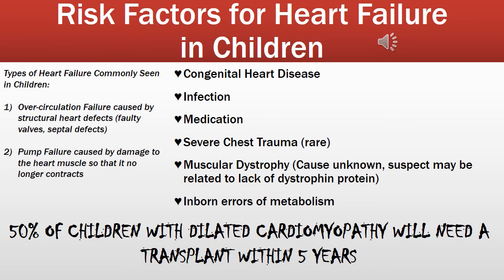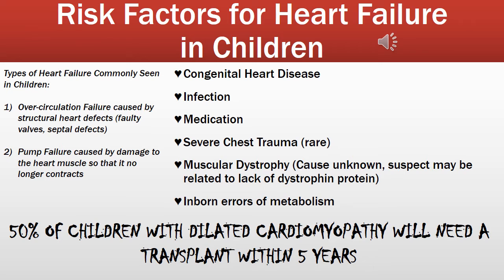Children with muscular dystrophy are at increased risk, believed to be due to underproduction of dystrophin. Dystrophin protects muscles from damage during contraction. Without it, muscle cells are damaged, to be replaced with fat and scar tissue. There are numerous inborn errors of metabolism that can lead to heart failure.